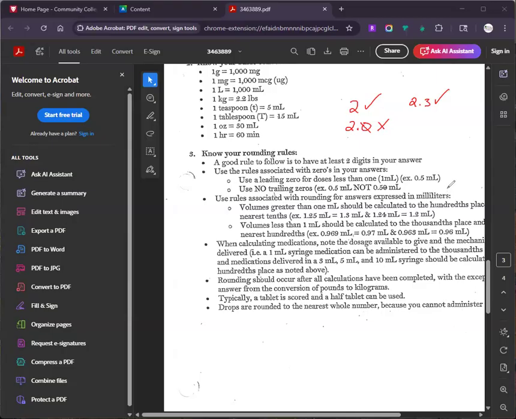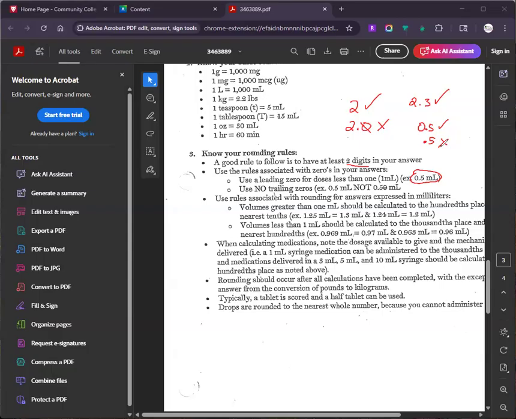Don't bring it down to 2. Just leave it at 2.3. That way you're getting those 2 digits in your answer. So with rounding, let's say you have a number less than 1. If you have a number less than 1, then you do use what's called a leading zero. So if your answer is 0.5, you do want to write 0.5, not .5. Okay. They want you to include that leading zero.